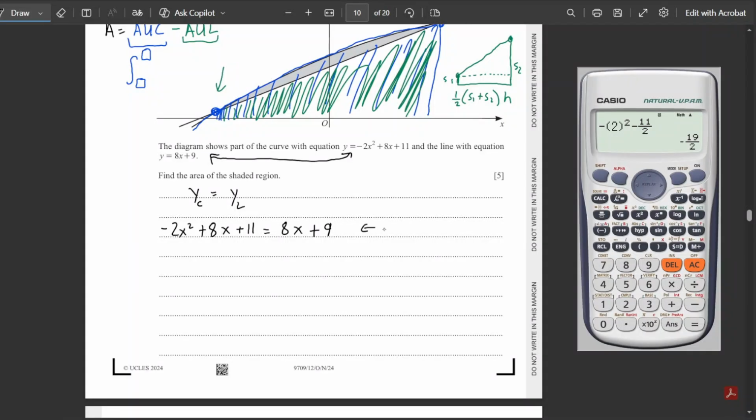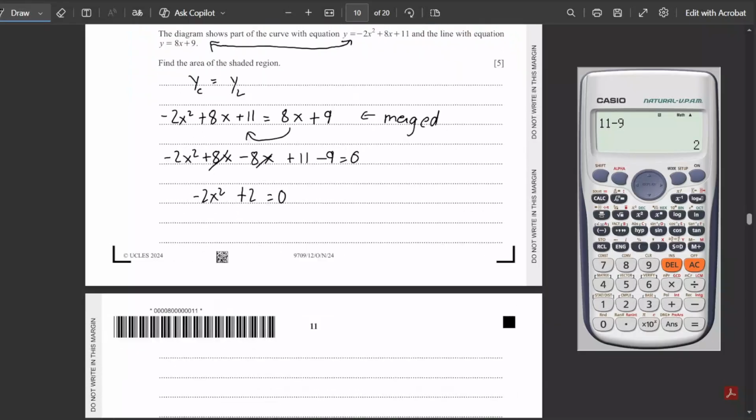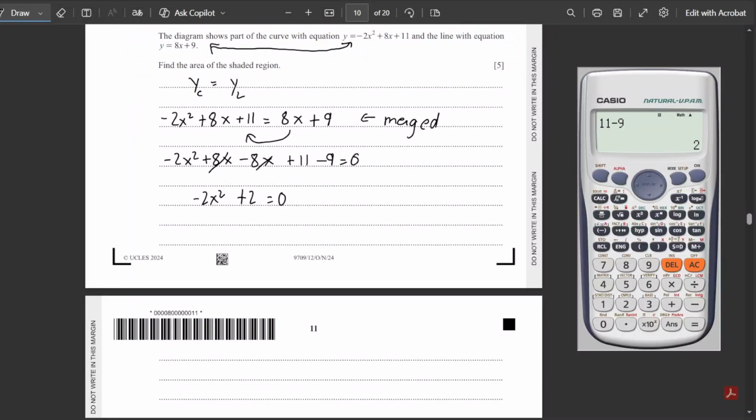Now, this right here is a merged equation, and if you solve this, it's going to give you the intersection points of the curve and the line. So let's get these terms over there on that side. So this is going to be negative 2x squared plus 8x minus 8x plus 11 minus 9 equals 0. The 8x terms cancel out. You get negative 2x squared, plus 11 minus 9, I believe that is 2. 11 minus 9, that is 2. I'm sorry, I just used the calculator for that, but I really don't want to mess up calculation. I don't trust my mental math.